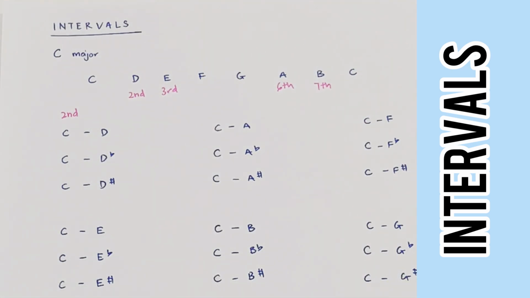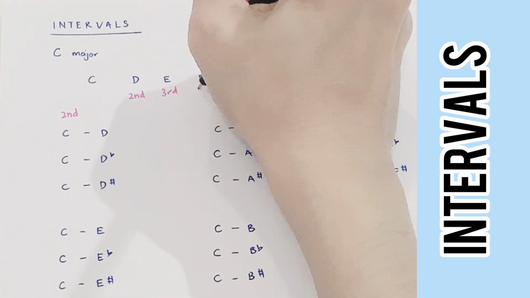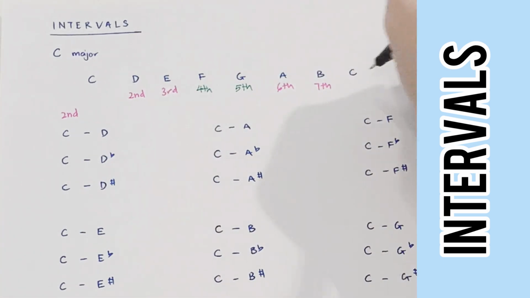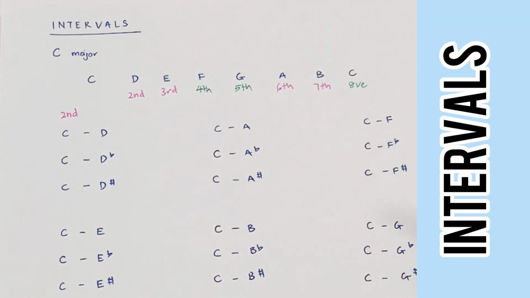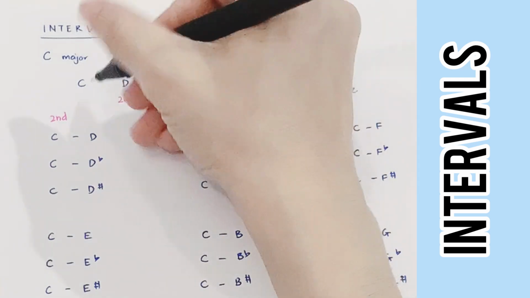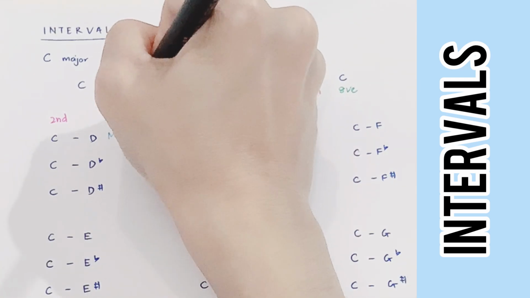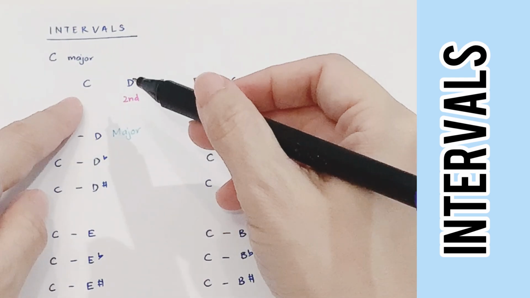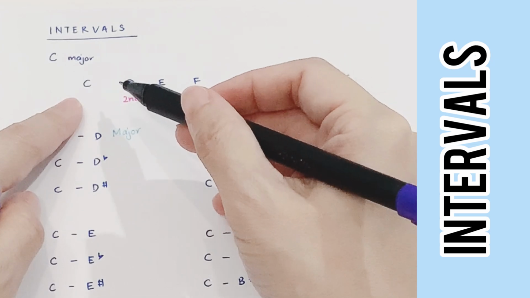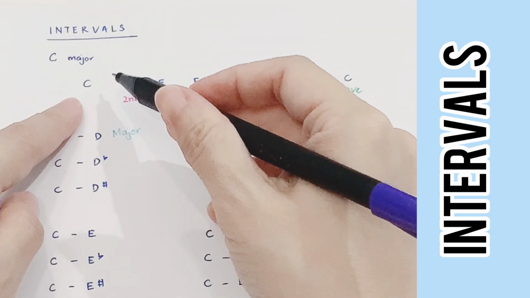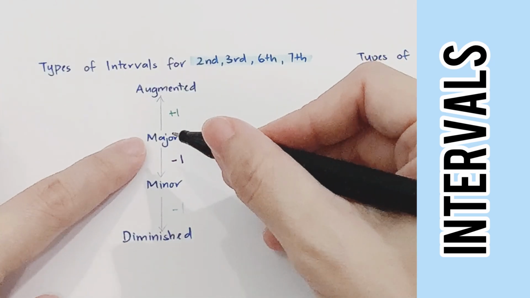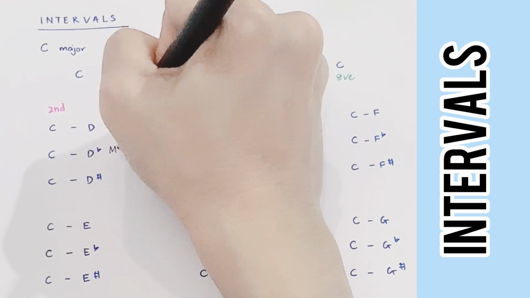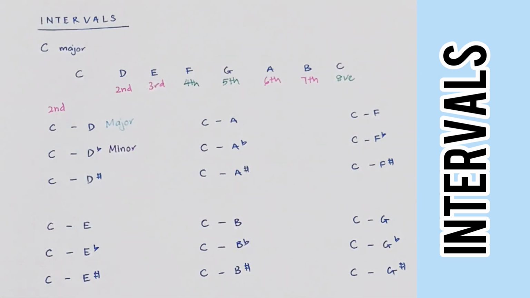Now let's take a look at the remaining intervals for the other type of category, which is the fourth, fifth, and the octave. C to D is a major second. So C to D flat means you have a smaller distance. And when you reduce a step from major, then it will be a minor. And therefore, C to D flat is a minor second.